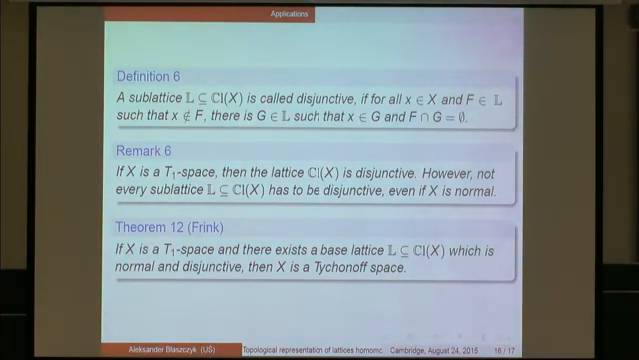Also the following theorem by Frink, a description of a Tikhonov space, because our Wallman spaces are not necessarily compact. Frink has proved that whenever we have a T1 space and there exists a base lattice in our terminology which is normal and adjunctive, then X is a Tikhonov space. It is just a characterization of Tikhonov spaces, not using real functions. Adjunction is given here; here is the definition of that.